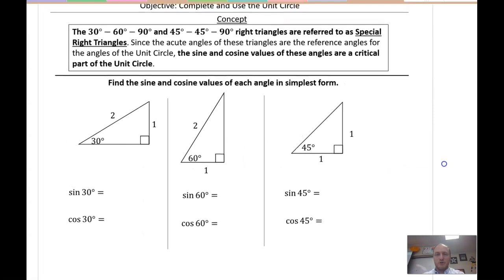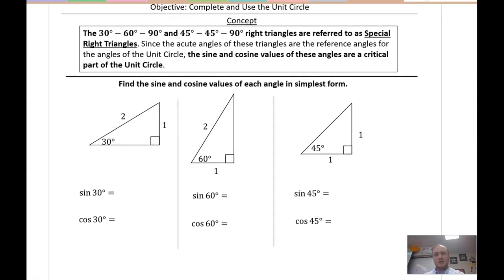I'm going to introduce you to, well, I guess it's 3 special right triangles. Really, it's only 2 because 2 of them are the same. We have a 30, 60, 90 triangle, exhibited here and here, and we also have a 45, 45, 90 triangle, which is exhibited here. These are special right triangles because they have a pattern that holds with the Pythagorean theorem, and that's how we find their sides.